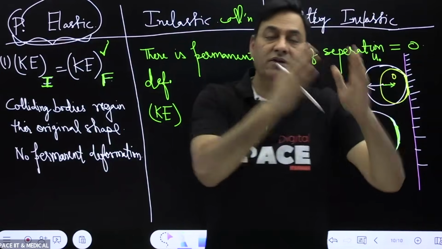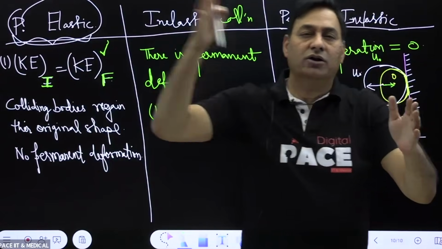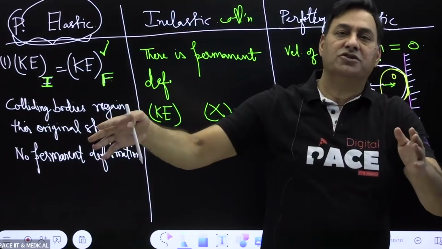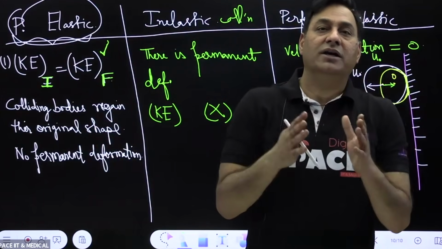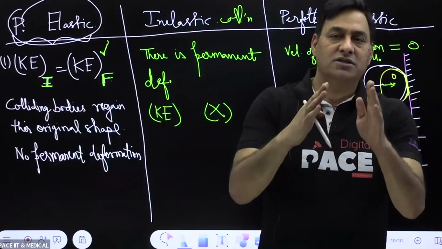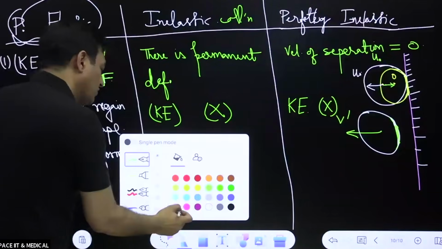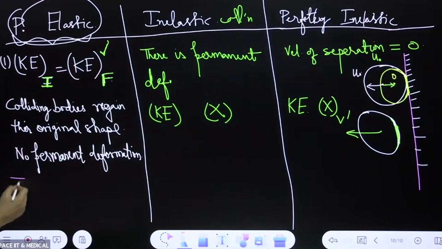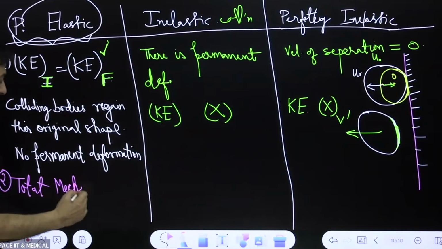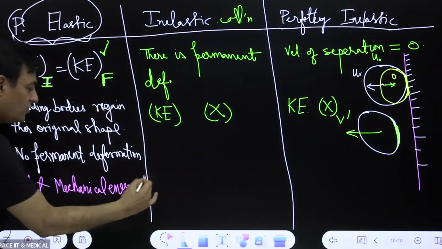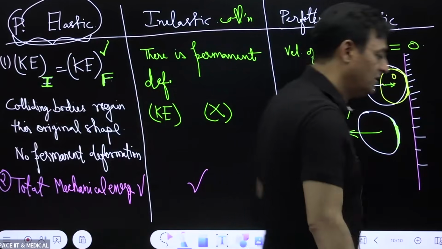So energy from one form, say kinetic energy, is getting converted to sound energy, deformation energy, heat energy or any other form during the collision, but total energy, सबको मिला के, will remain constant. So total mechanical energy is conserved in all the three. Please note it down. This is the second point: total mechanical energy is conserved here also, here also, here also.